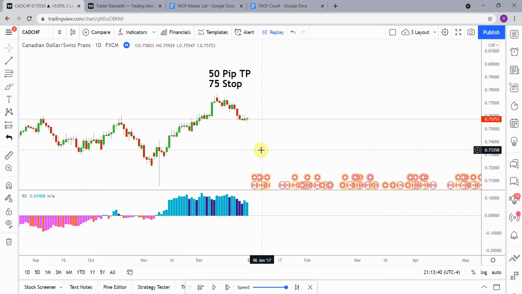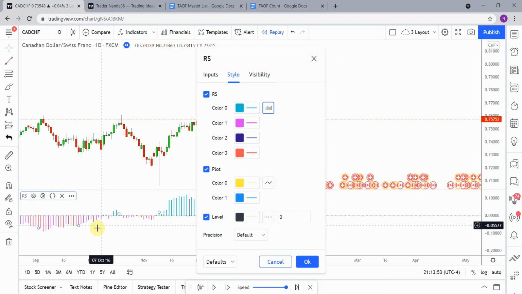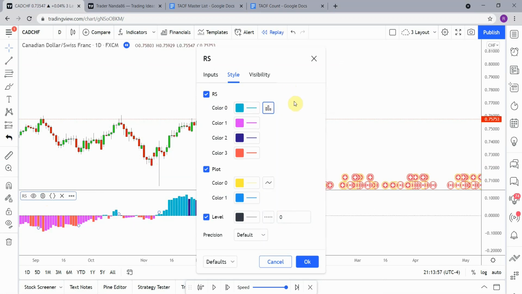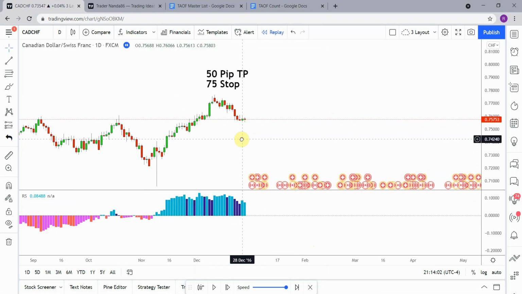Alright, so today's indicator is the relative strength market picker indicator. And you can see it here on the bottom of the screen. I did make a slight modification, and so instead of these being the standard histogram style like that, I did turn these into columns. Makes it significantly easier to see them. And the setup on this is relatively easy.